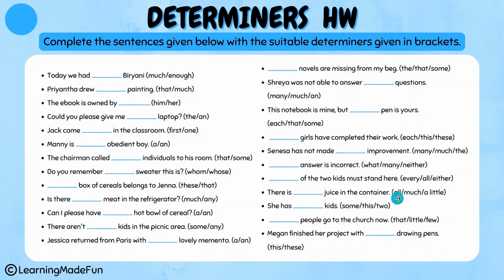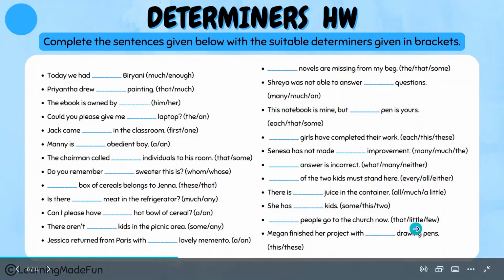There is all, much, or a little juice in the container. So remember, like improvement, we can define juice as there's a little or there's a lot. It's a quantity. So we'd use a quantifier. There is a little juice in the container. So there's just a little bit of juice left in the container.